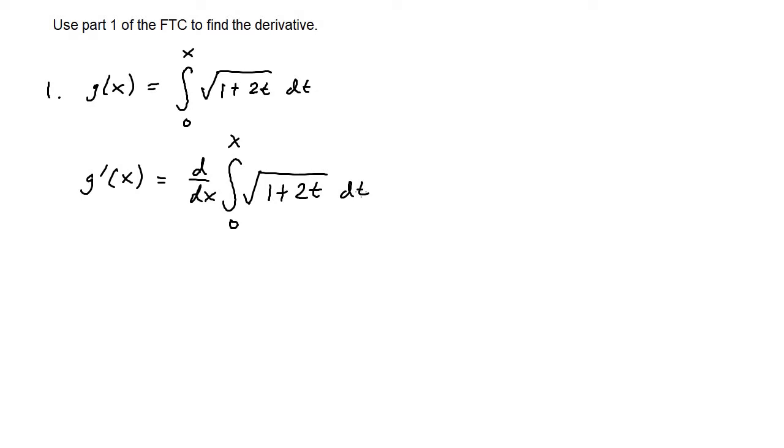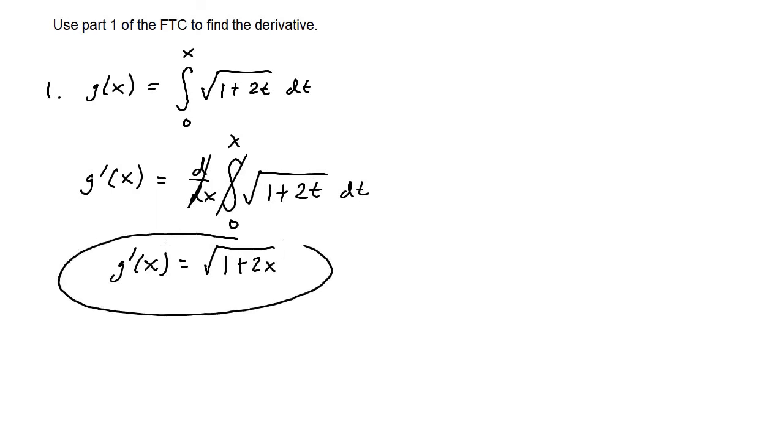Now once again, derivatives and integrals are opposites, they will cancel. Make sure that the bottom bound is a constant, which it is, and the top bound is a variable, which it is. So we can go ahead and evaluate. So g prime of x equals, once again, all we're doing is we're subbing in our variable into the function for t. So all we have left is the square root of 1 plus 2x. And that's it. That's the final answer.